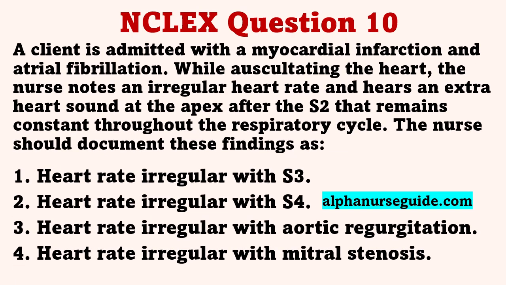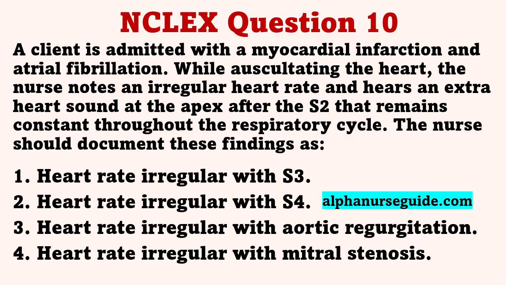A client is admitted with a myocardial infarction and atrial fibrillation. While auscultating the heart, the nurse notes an irregular heart rate and hears an extra heart sound at the apex after the S2 that remains constant throughout the respiratory cycle. The nurse should document these findings as 1. Heart rate irregular with S3. 2. Heart rate irregular with S4. 3. Heart rate irregular with aortic regurgitation. 4. Heart rate irregular with mitral stenosis.